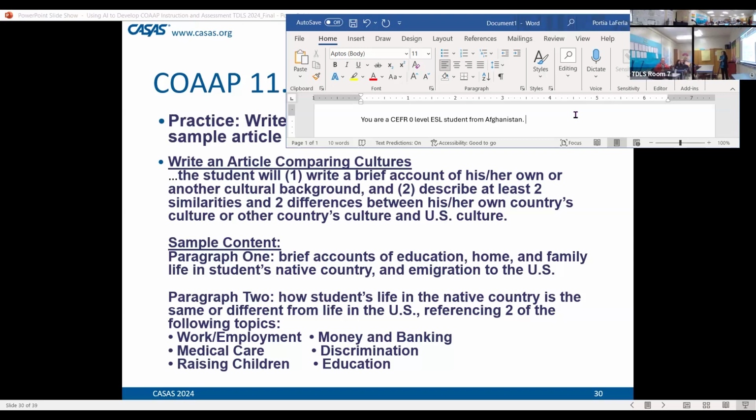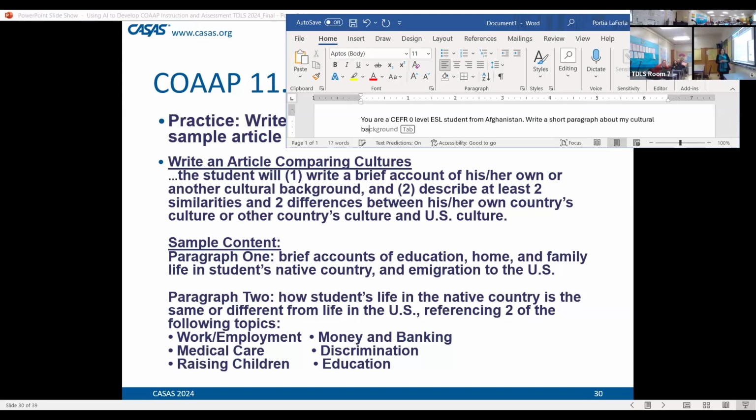What am I going to say now? Please write a brief paragraph about my cultural background. And what else do we want to say? And describe two similarities and two differences. Before we get to the second paragraph, let's start with the first one.